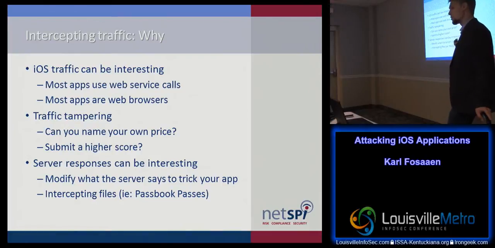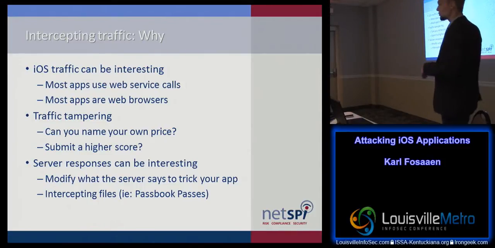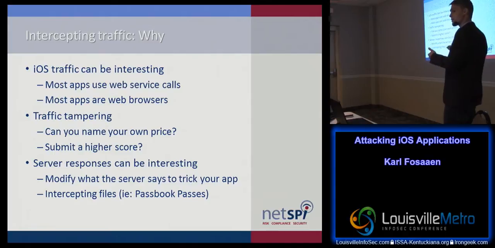Traffic tampering. Can you name your own price? Let's say you're buying something from an e-commerce application on your phone. What if you tell the phone that the TV you want to buy is not actually $500, it's actually $5? And what if the application on the back end actually trusts that? There are things like coupons that you may only get on your device from some other third-party tie-in to that application that say, hey, this actually knocks 5% off. Well, what if you can change that to 50% off? And since the back end trusts whatever third-party tie-in is happening, maybe it trusts that coupon.